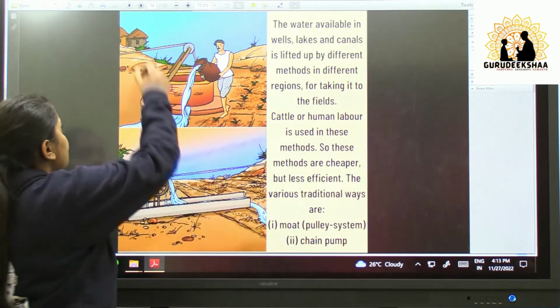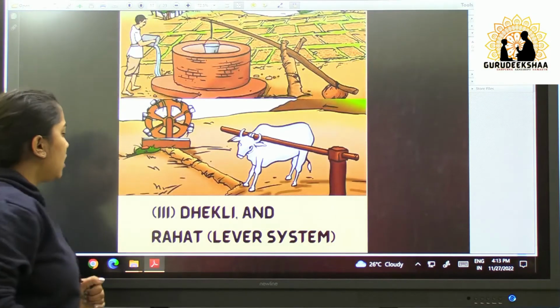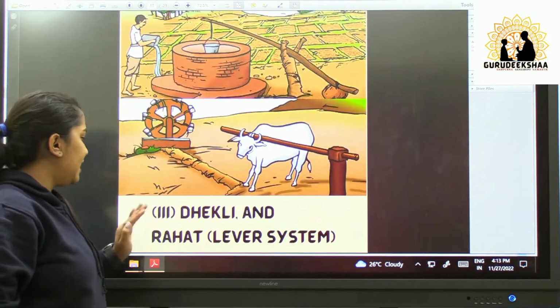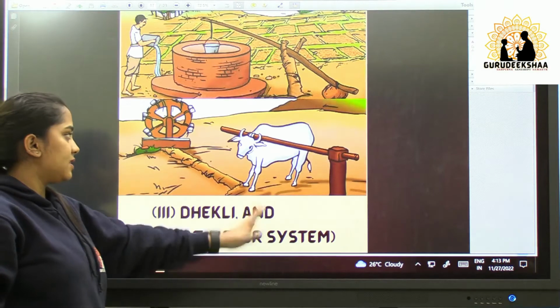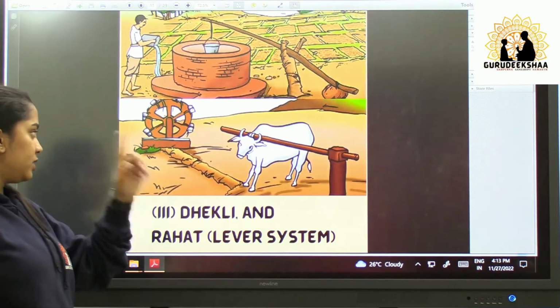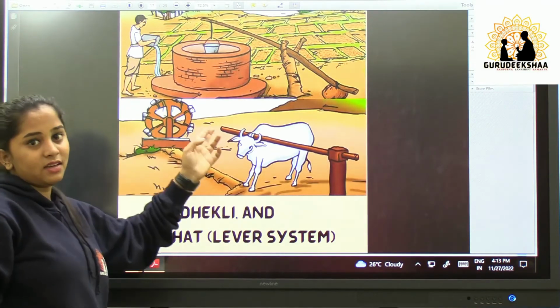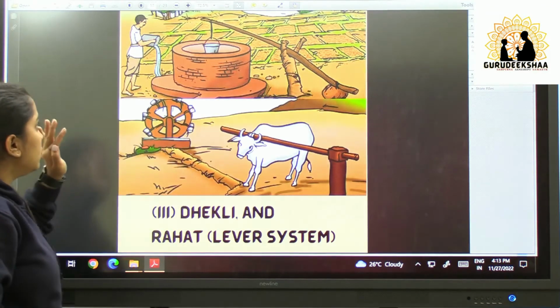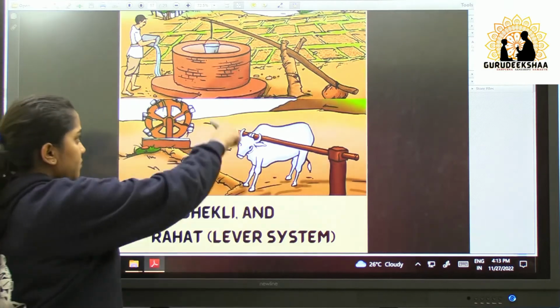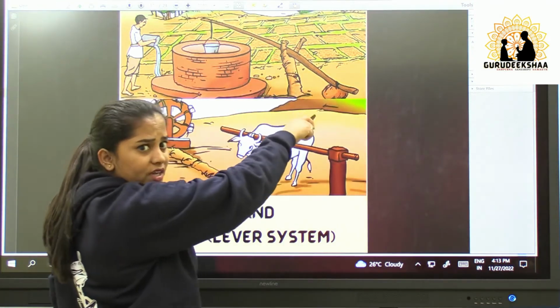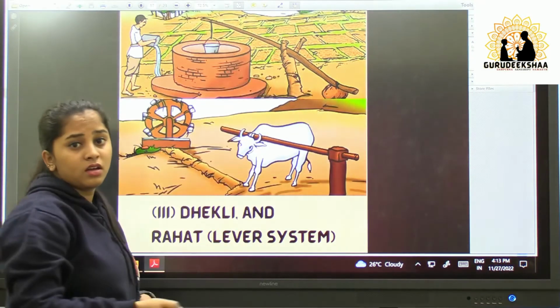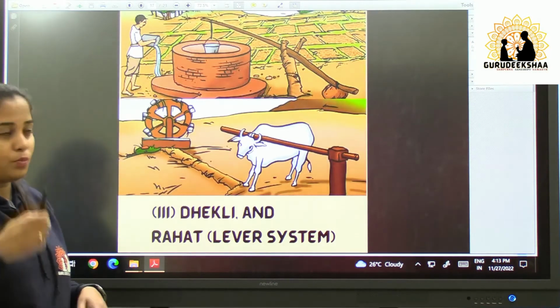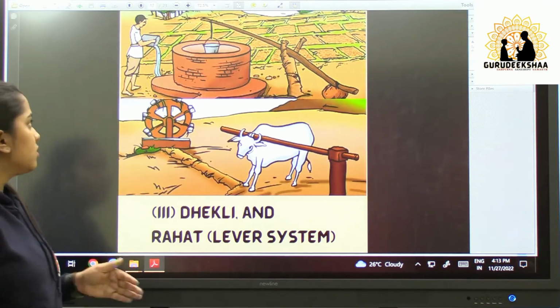Okay, so what is this? This is Dekli and Rawat. It is a lever system where the bull used to turn around. It was acting as a mechanical system over here. The rock is tied over here, which acts as a mechanism to pull out the water from the well, right?